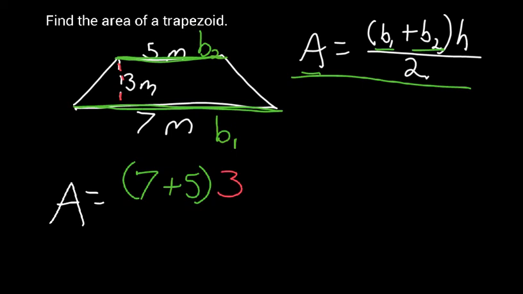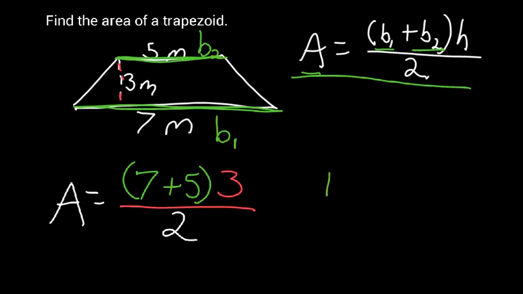So we have base 1 plus base 2, 7 plus 5. The parentheses means multiply, so once we do what's inside the parentheses, we're going to multiply times 3. And then at the very end, we're going to divide everything by 2. So let's go step by step through this process. First, we're going to do what's inside the parentheses. We follow our normal PEMDAS procedures, which would be parentheses first.